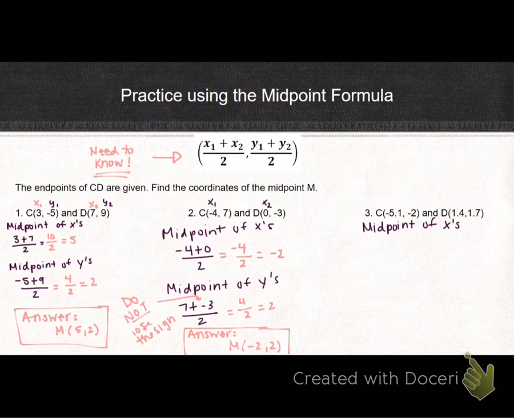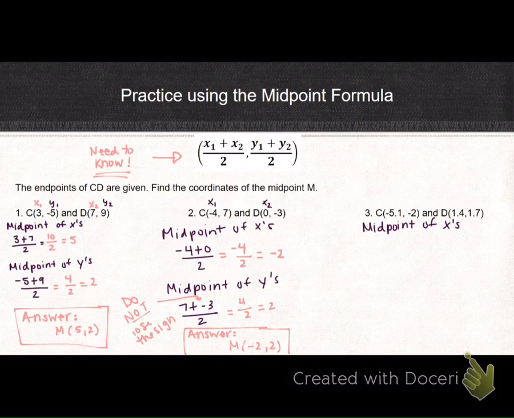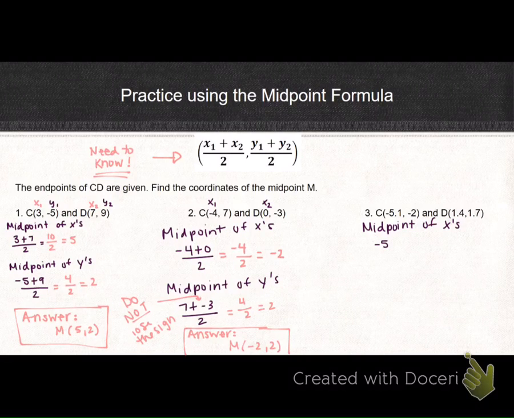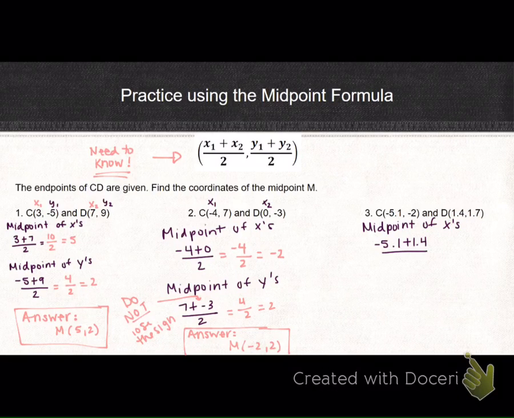Kylie, how do I find the midpoint of the X's? It's -5.1. Just don't lose that decimal. Plus 1.4. That's fine. And what do I divide that by? 2. Good. So go ahead and put that in your calculator.